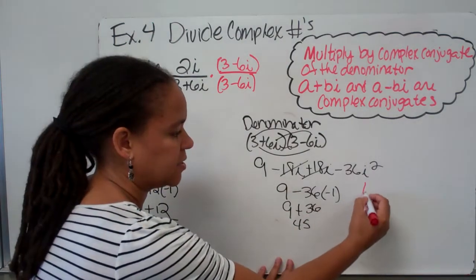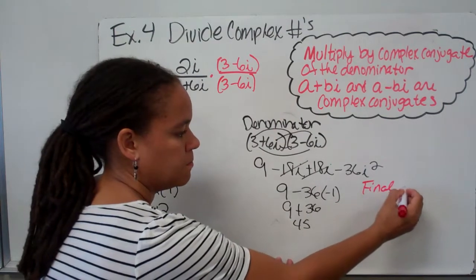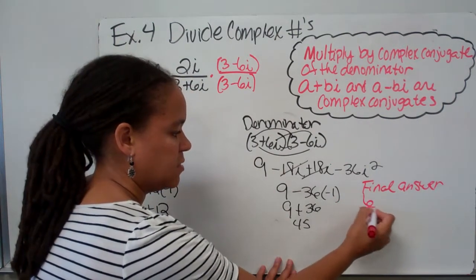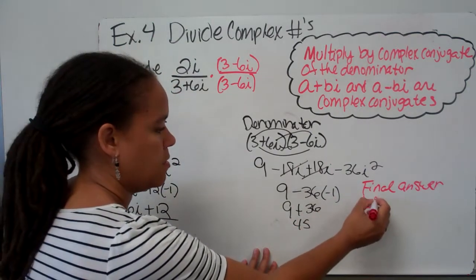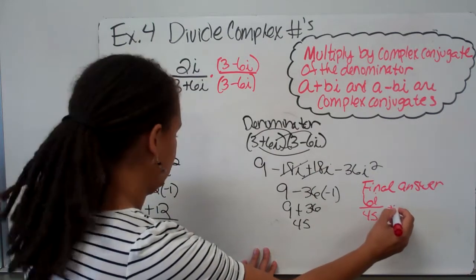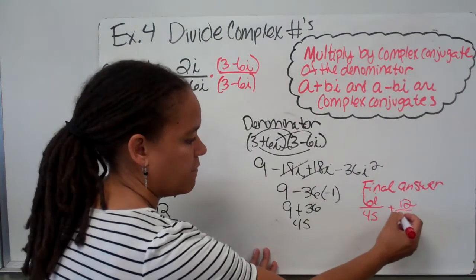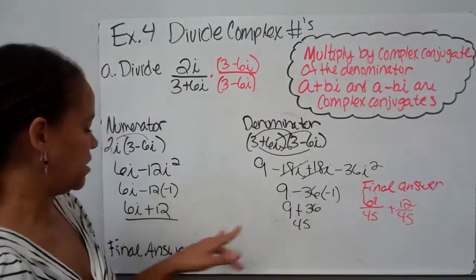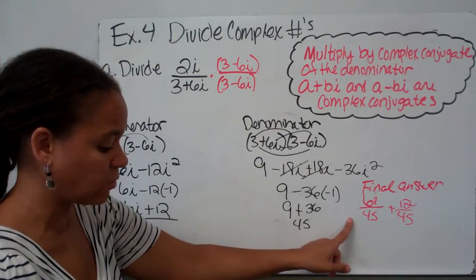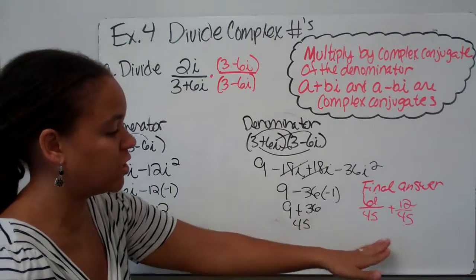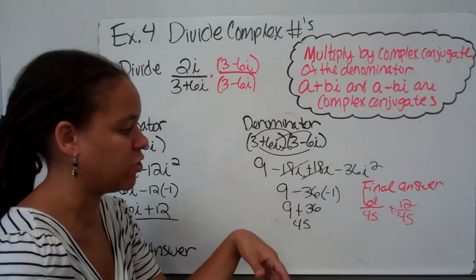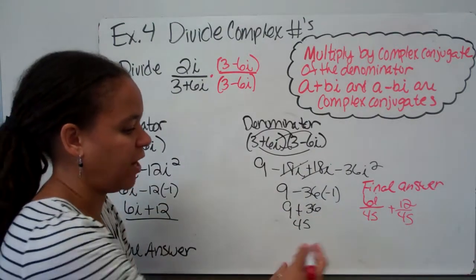So our final answer, we have 6i over 45 plus 12 over 45. So I just broke them down, and I have the imaginary part first in this one. But traditionally, it's usually a plus bi. It's the real plus the imaginary. And we would want to simplify these fractions.